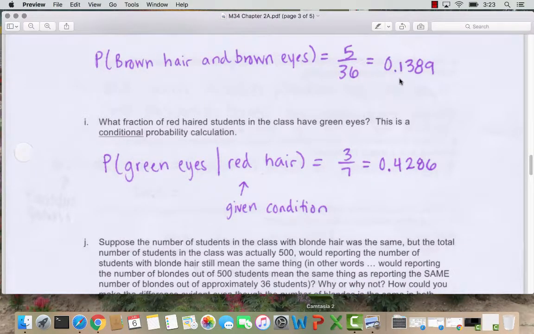Or is a decimal 0.1389. Question I asks, what fraction of red-haired students in the class have green eyes? So this is known as a conditional probability because we're conditioning on the fact that the students have red hair. As a probability, we write it this way. We say P for probability of green eyes, and then this bar tells us that there's a given condition following that, and in this case, the given condition is red hair.